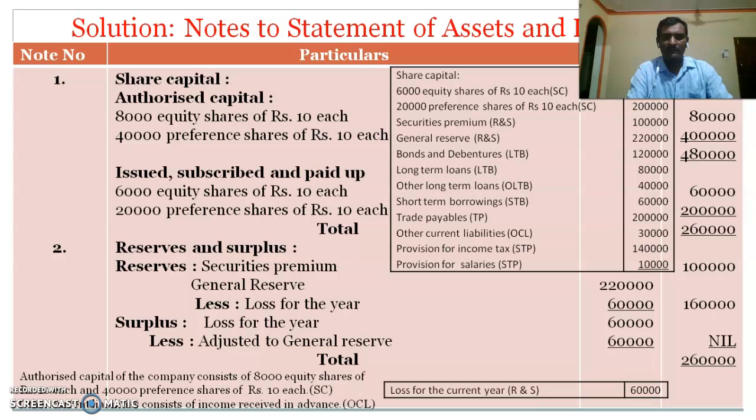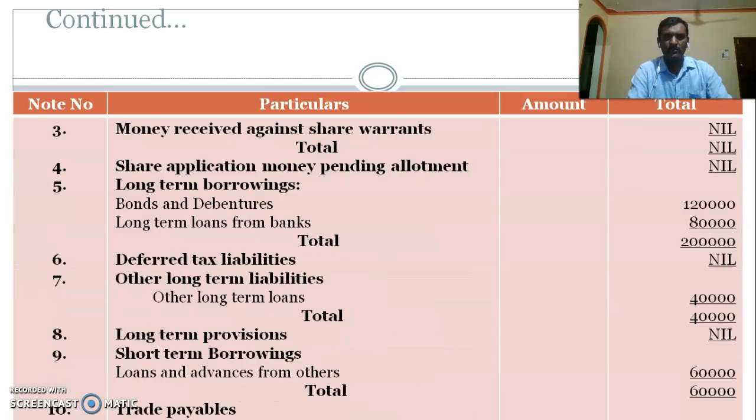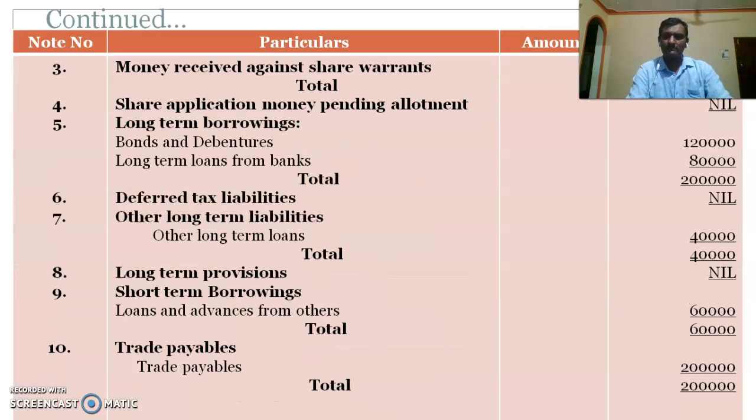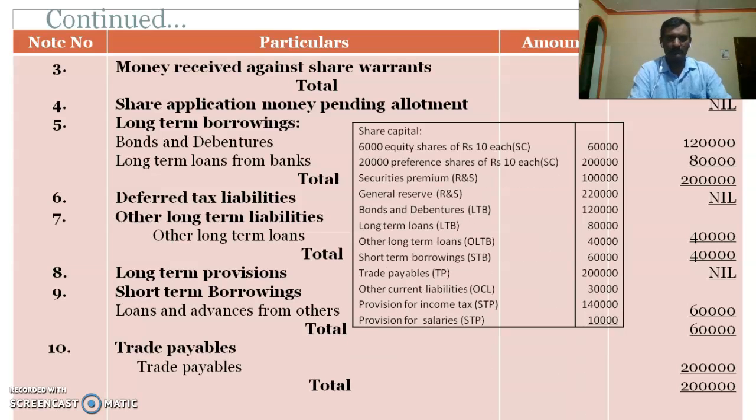So here from general reserve we have deducted the loss for the year, and in surplus we have adjusted that loss to the general reserve, and the balance of surplus becomes nil, and the total of reserves and surplus is 2,60,000. And after this we have to go to the next item, money received against share warrants. There is no information in the problem about this. Even for share application money pending allotment, there is no information in the problem.